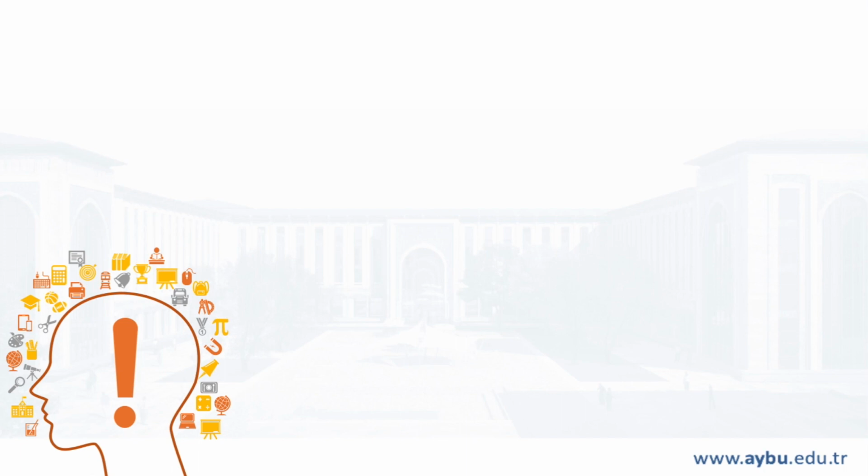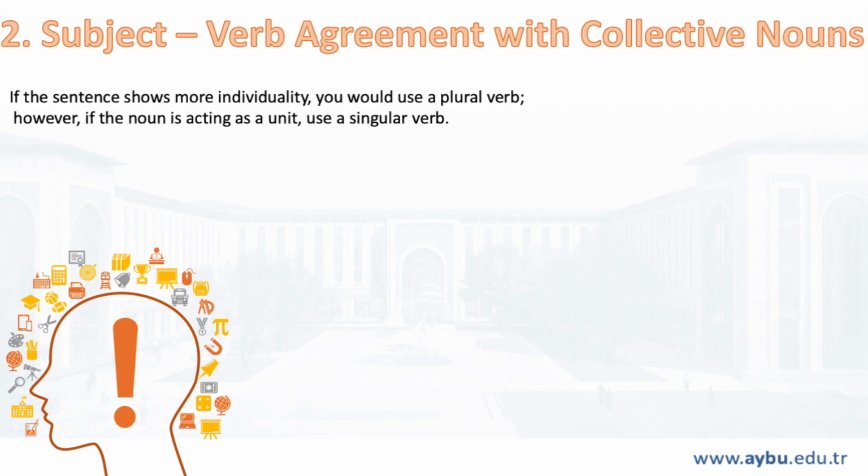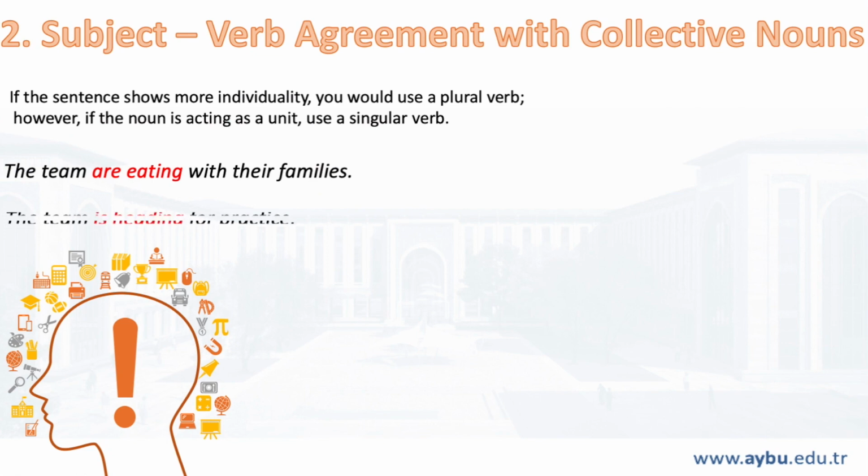The second common error we usually encounter is errors related to subject-verb agreement with collective nouns. If the sentence shows more individuality, you would use a plural verb. But if the noun is acting as a unit, use a singular verb. Please look at the example. The team. Now we're talking about the team itself. We should use a plural verb because we are talking about more individuality. Are eating with their families.